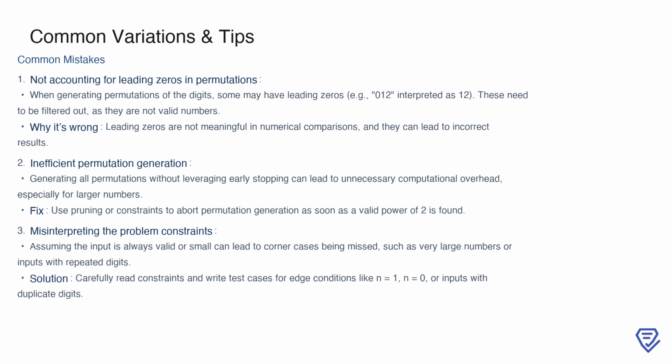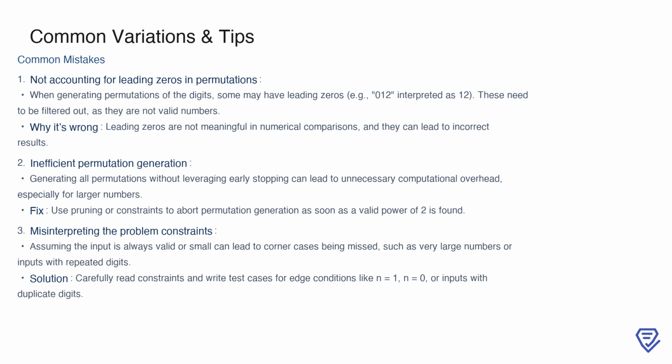When working on this problem, there are a few common mistakes to watch out for. First, not accounting for leading zeros in permutations can cause issues. For example, if you generate the permutation 012, it might be interpreted as the number 12, but leading zeros are not valid in numerical comparisons. This can lead to incorrect results, so it's essential to filter out permutations with leading zeros.